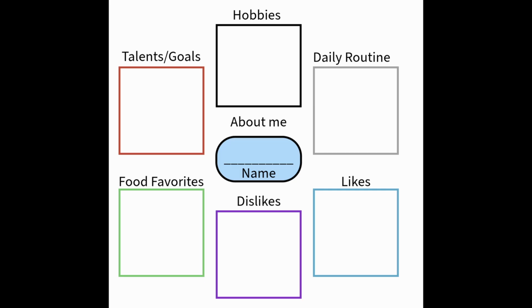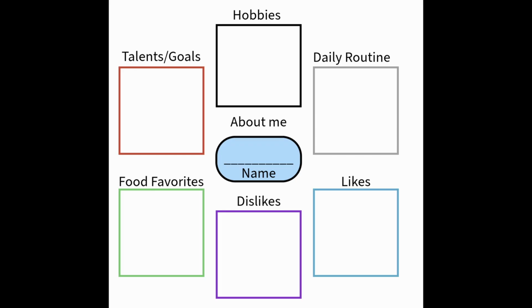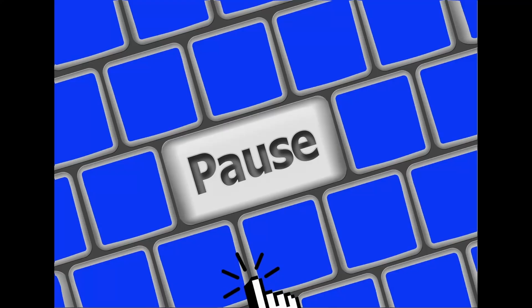So your task is to complete this word web with information about you. What are your daily routines? What are the things you like and dislike? What are your favorite foods? Etc. Pause the video now and complete your word web.